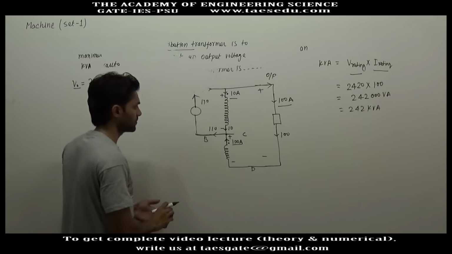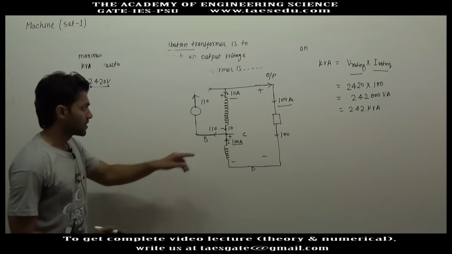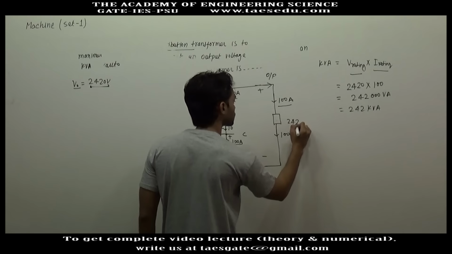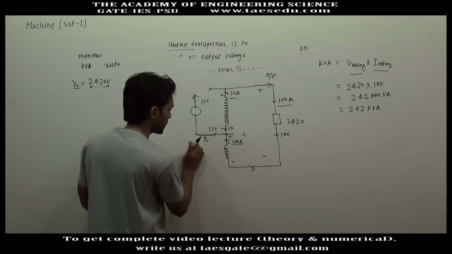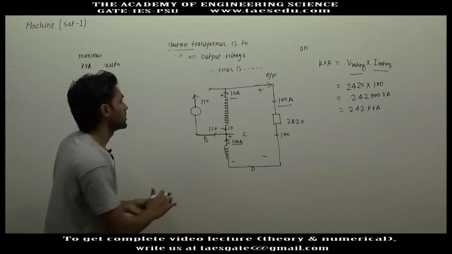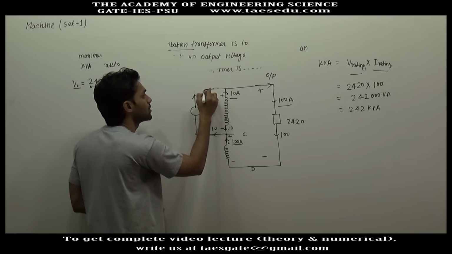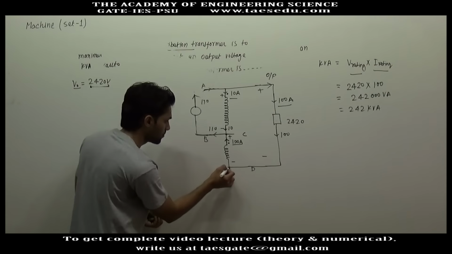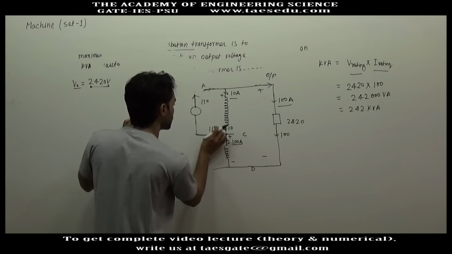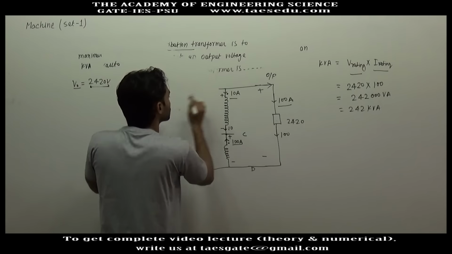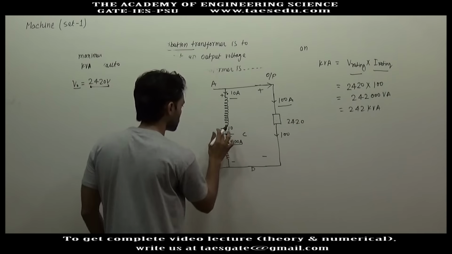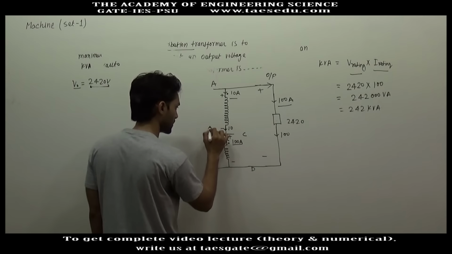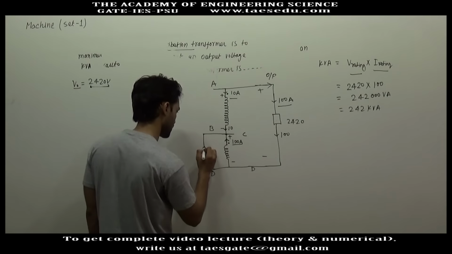To find out the other rating, in the previous case I assumed the output voltage is 2420 volt. Okay, this will be fixed. Now instead of connecting the input between terminal A and B, it is also possible that the input will be given between B and D. This is terminal A, and let us connect a source between B and D. This is B and this is D. Let us connect a source here.